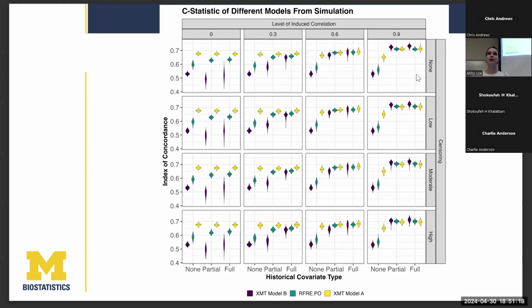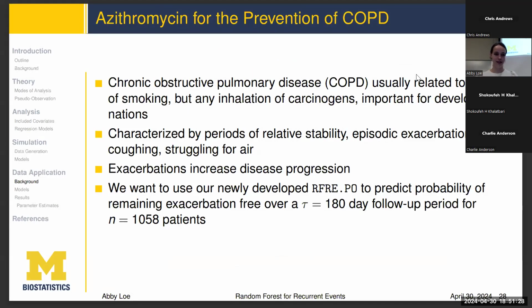Any other questions about this picture? About 10 minutes left. So I'm going to try to go through our data application.